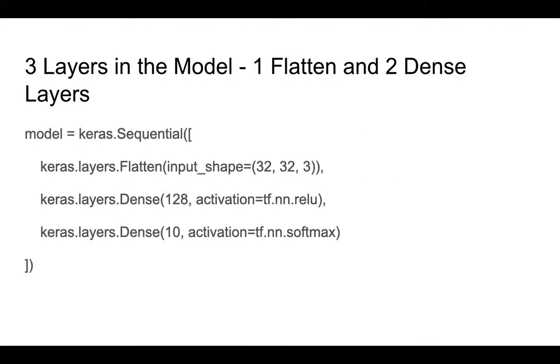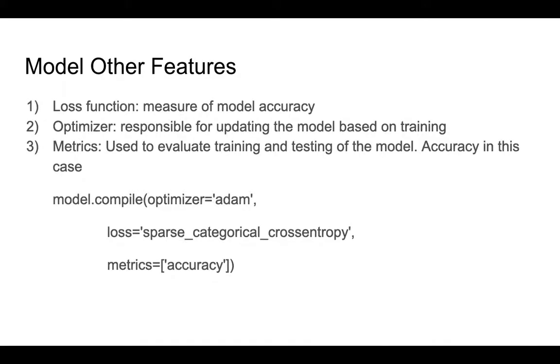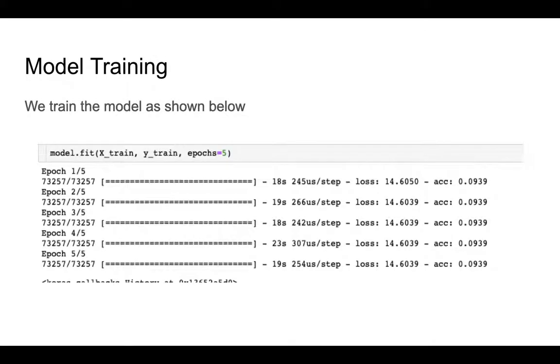So this is the basic code that represents the model. Not just the layers, but we also have to add some other components like the loss function, which will measure the model accuracy, and then the optimizer, which helps us improve the model as we train it more on the training data. And then we train it over here.